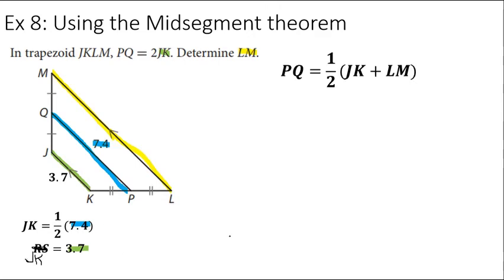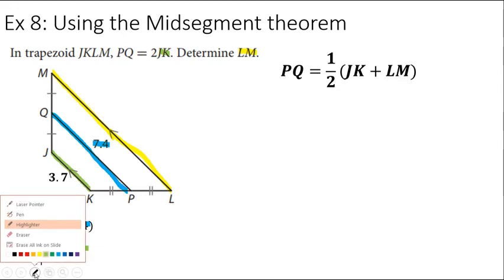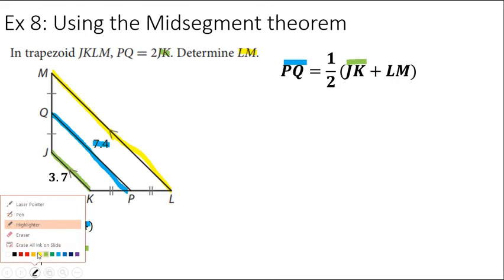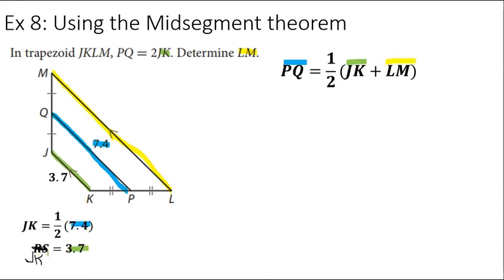Okay, so now again we use the same formula here. PQ is equal to half of JK plus LM. So let's substitute in the values. We know what PQ is, we know what JK is, we don't know what LM is. PQ is 7.4, JK is 3.7. I'm going to solve for LM.